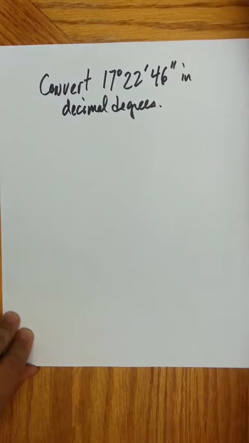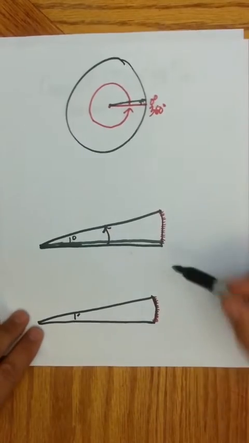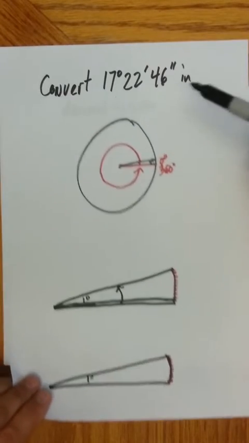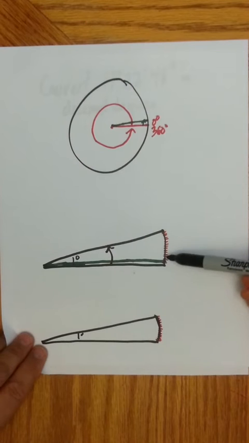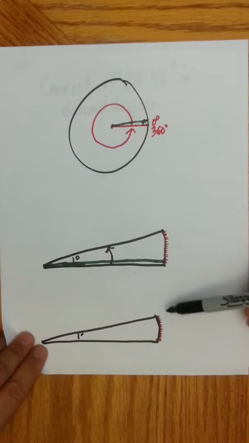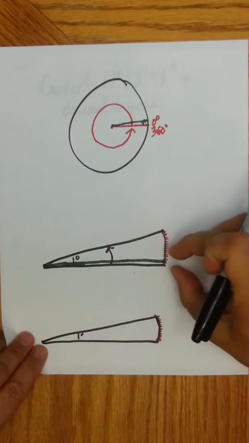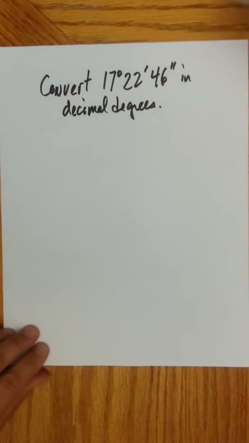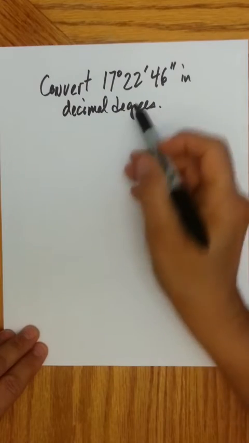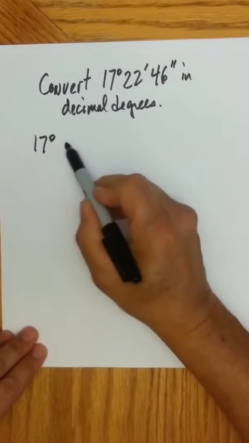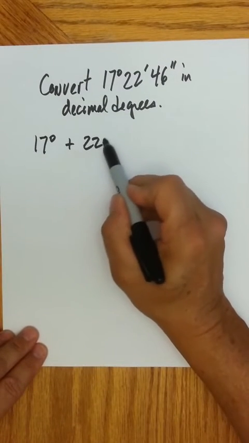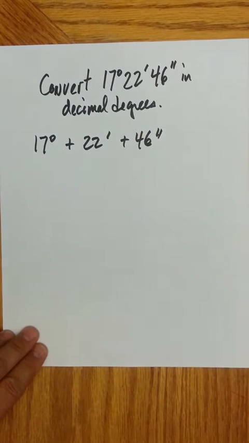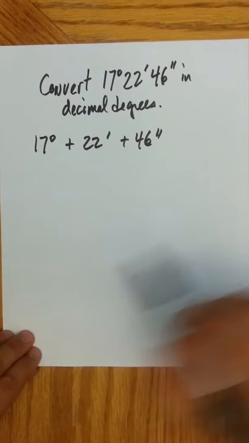Now, what does that mean? Well, remember, 1 degree is being divided so much into minutes and seconds that you're now actually finding a fraction or decimal part of a full degree. So we'll see hopefully what that looks like at the end. What this is really equal to is 17 degrees plus 22 minutes plus 46 seconds. So we can go ahead and convert each one.